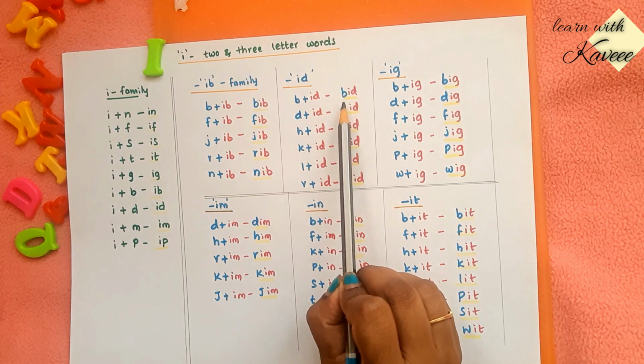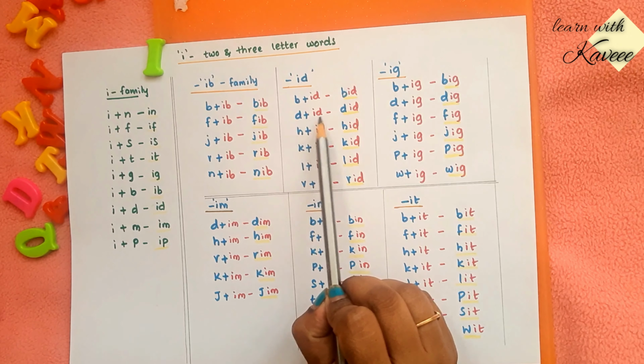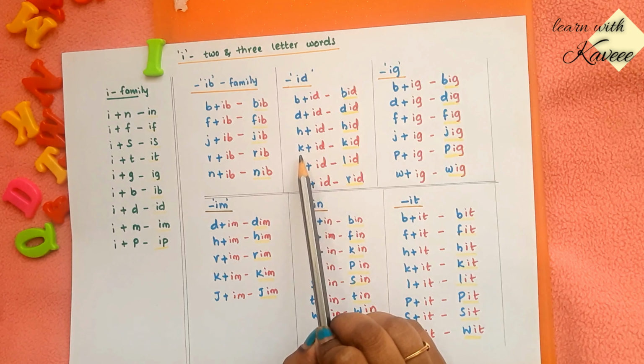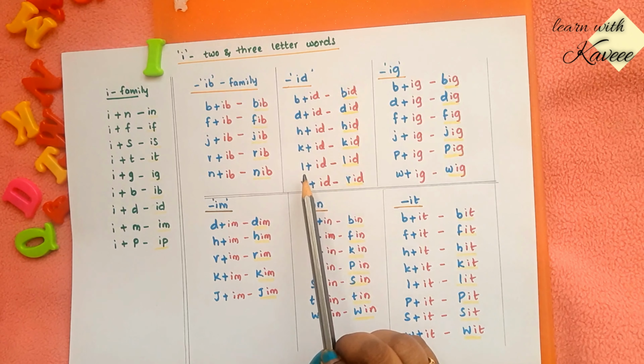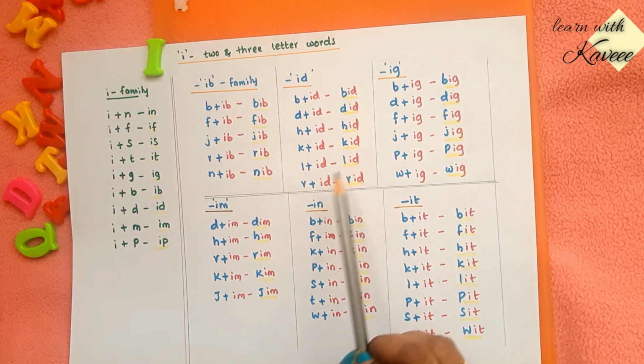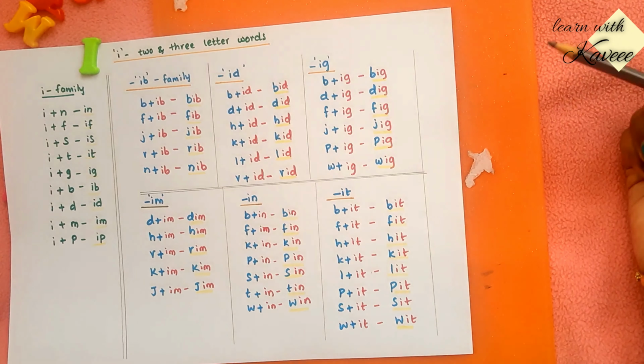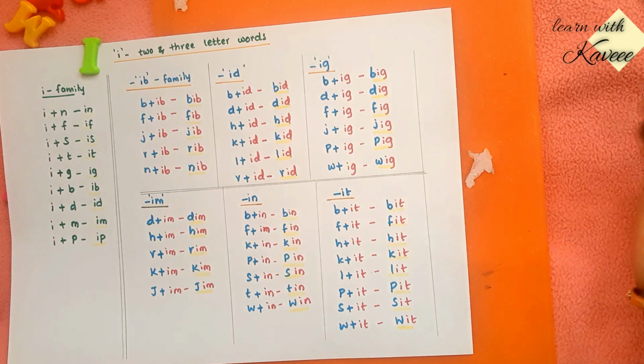Next we have the id family. B, id, bid. D, id, did. H, id, hid. K, id, kid. L, id, lid. R, id, rid. Next we have the ig family.